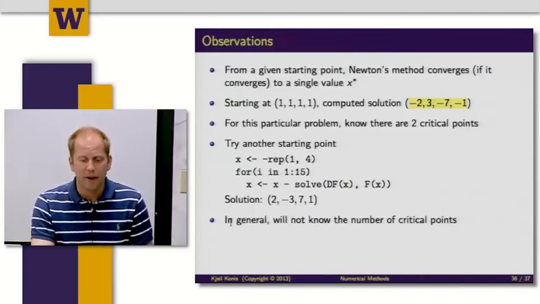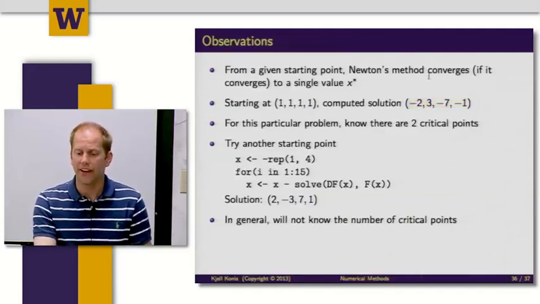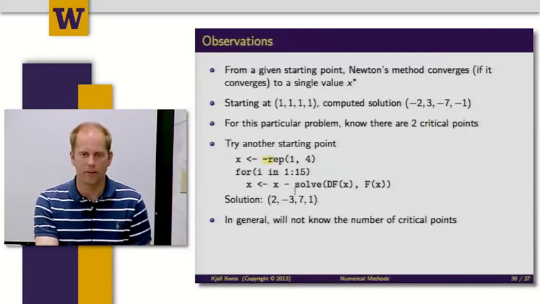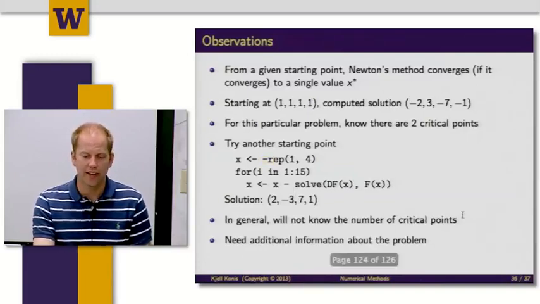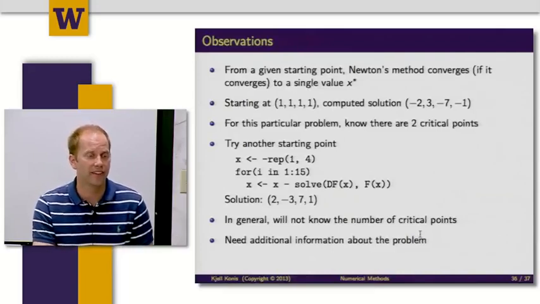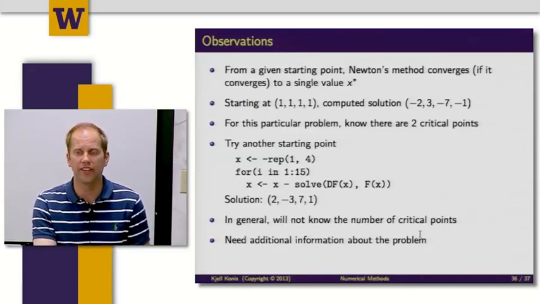But the problem is, in general, we're not going to know the number of critical points. In this case, I knew that I got one of them, and I knew what the other one was. So that gave me some ideas. For instance, using negative 1 might lead me to that other critical point. In general, that's not going to be the case. So usually what you can do is get some additional information about the problem. You can study the problem a bit more. If you read the Lagrange chapter in the textbook, he talks about how to classify a critical point as a minimum or a maximum.